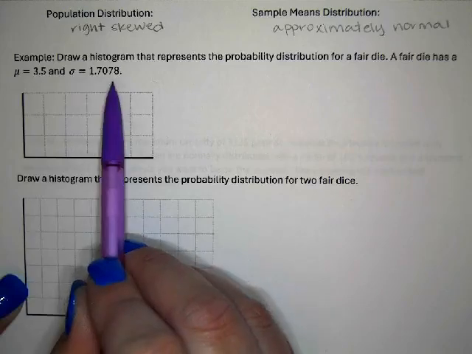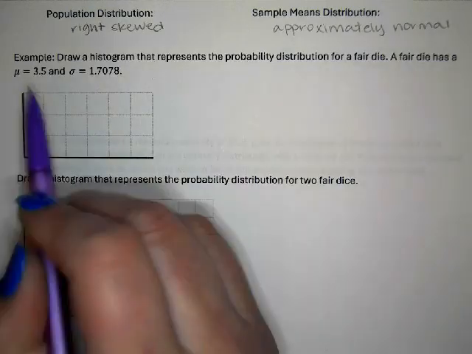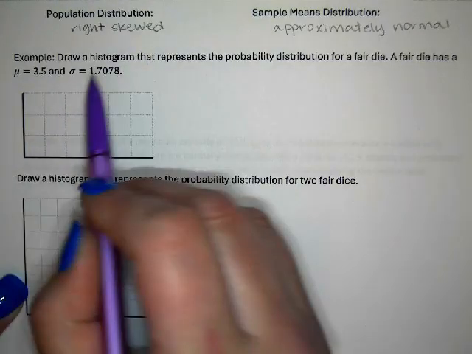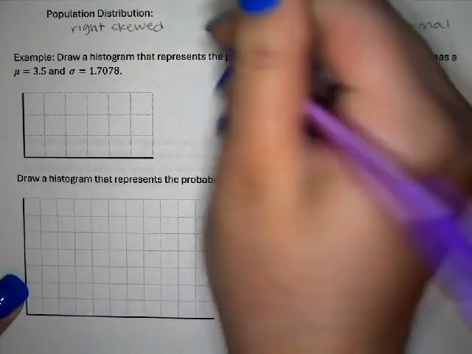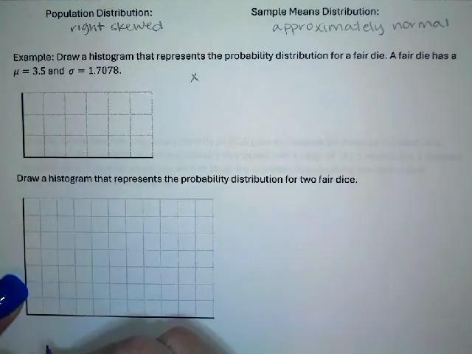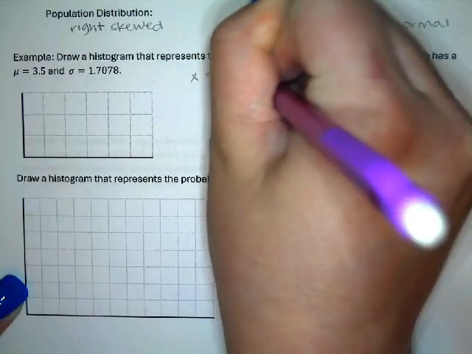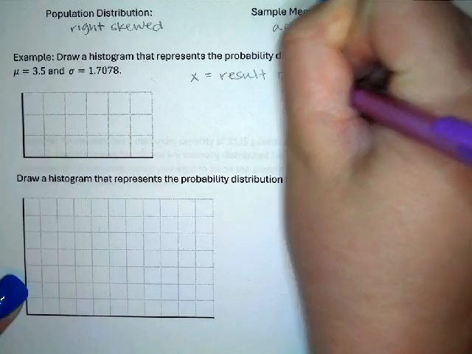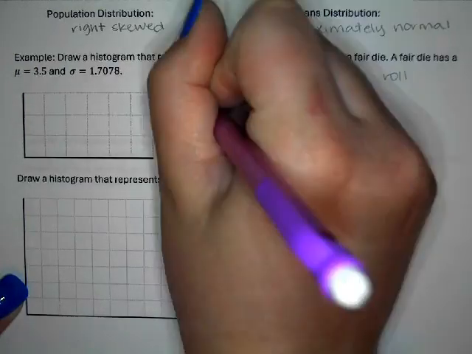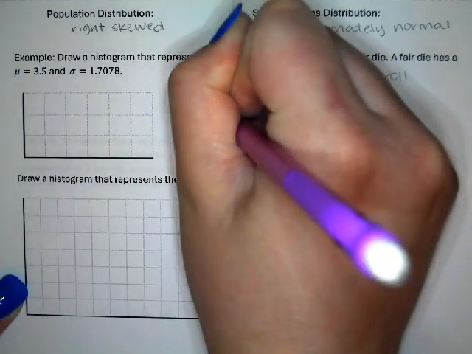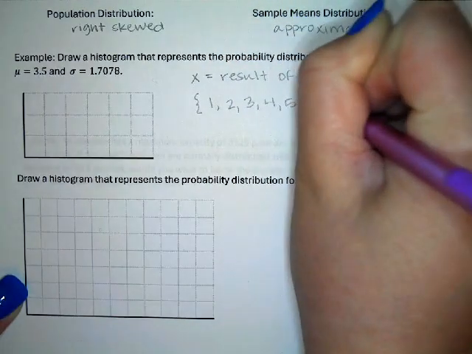So it says, draw a histogram that represents the probability distribution for a fair die. A fair die has a mu, or a mean, of 3.5 and a sigma, or a standard deviation, of 1.7078. So first we'll define what our random variable x is. X is going to be the result of a single roll. And that means that for this, our sample space is 1, 2, 3, 4, 5, and 6.